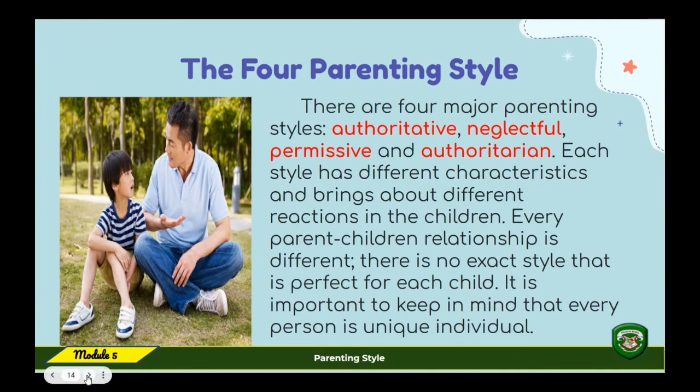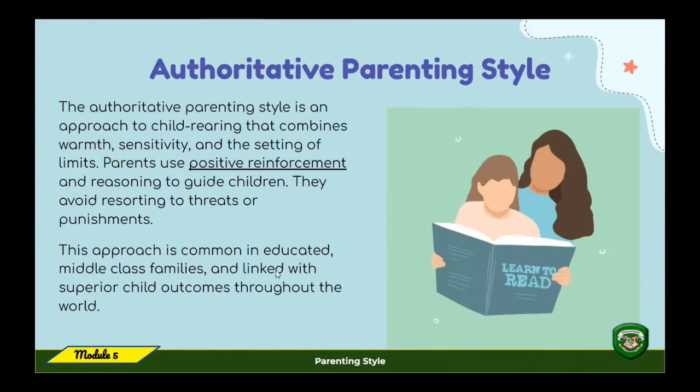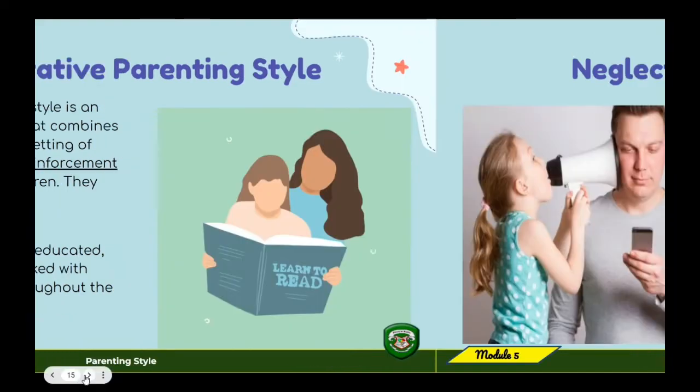The first one is the authoritative parenting style. What is the authoritative parenting style? For example, they allow autonomy and encourage independence. They also listen to the children. Parents also use positive discipline instead of forceful measures. That's it for authoritative.